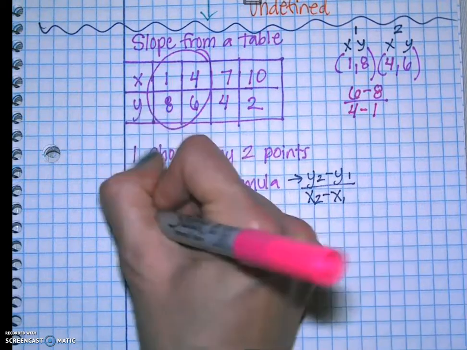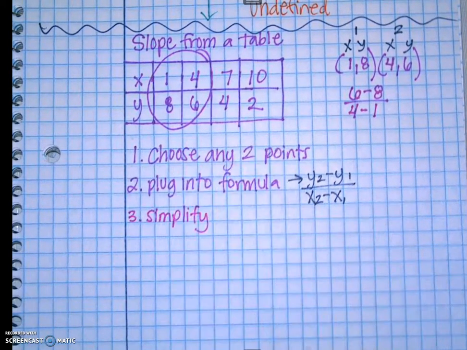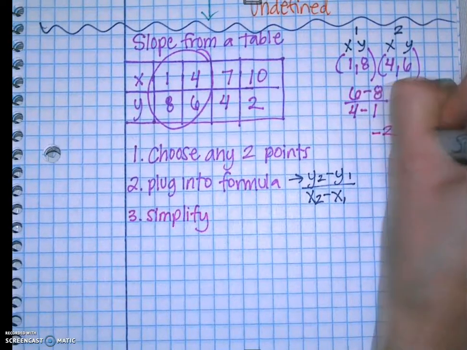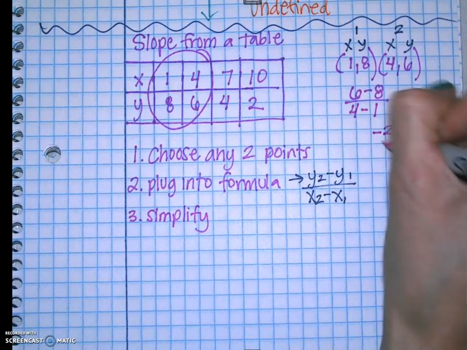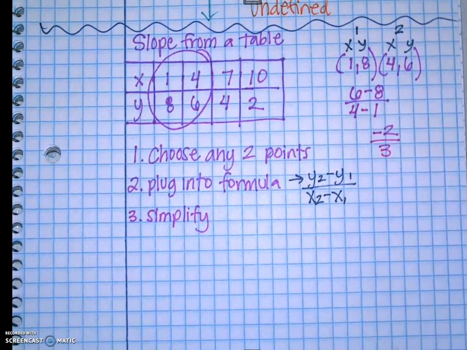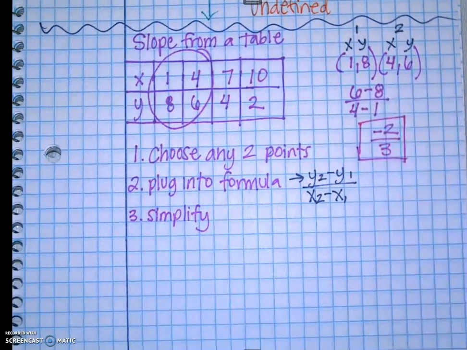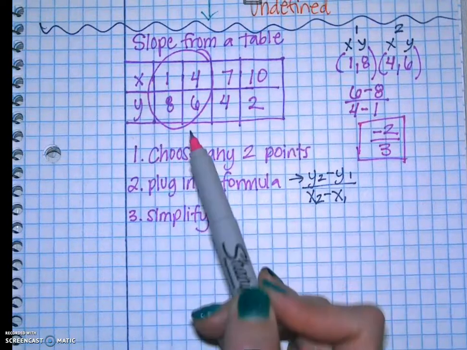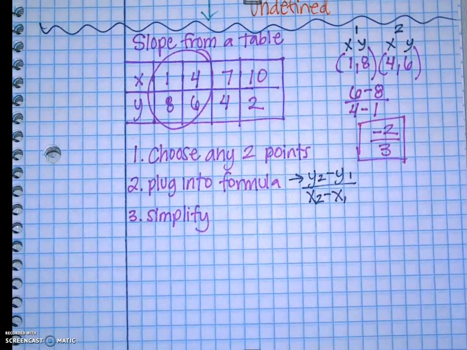And then your last step, step 3, is just to simplify. So that means just solve it. So 6 minus 8 is -2, right? And 4 minus 1 is 3. So that means that you're done, and that's your slope. And you should get the same number with any of these on here. So any of these that you choose will still give you that same slope, okay? So pause it, and then I'm going to give you guys one more to practice on your own, okay?